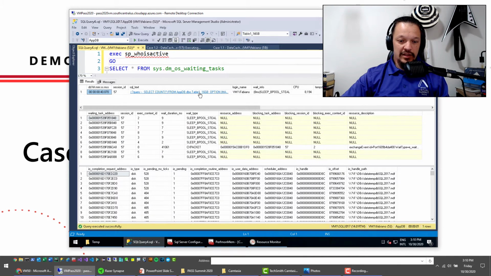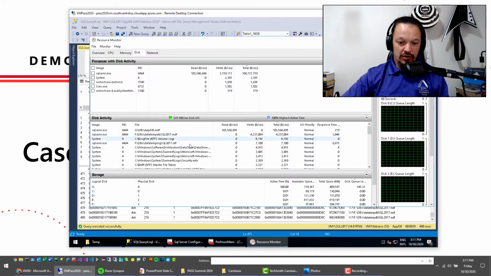Yep, I'm trying to read table 1, and here's the wait: SLEEP_BPOOL_STEAL. It's sleeping while waiting for the buffer pool to steal a page from the buffer pool. And you see that it's running in parallel, so we have waiting tasks, many threads here. Most of the threads are waiting for the buffer pool steal. And the pending IO requests here are already showing us 480 pending IO requests for the TempDB.